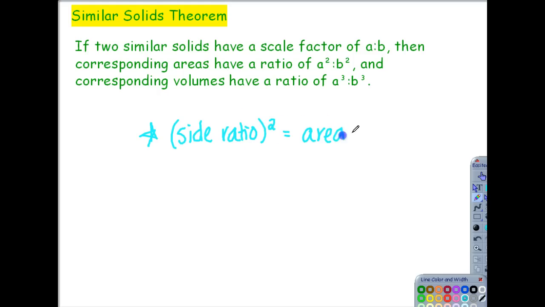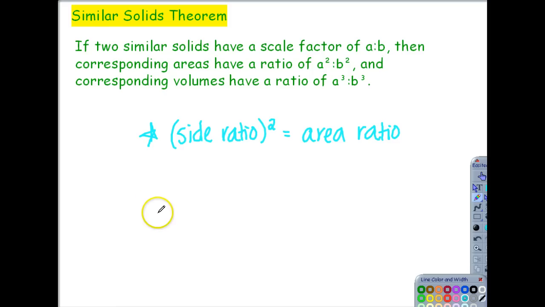And while she's writing that down, I remember talking about this actually in chapter 11 when we talked about similar polygons. Right. So when I had that side ratio and I squared it, I always got the area ratio. So that means that would be like surface area. That would mean area of any base, corresponding bases, area of any lateral face, so any areas at all. So we can use this for a lot of things.